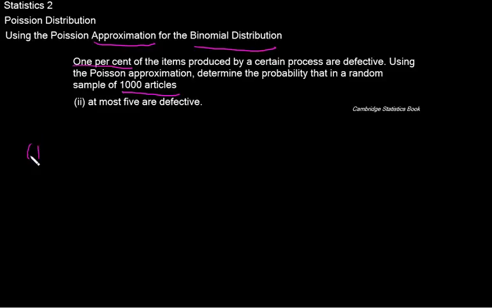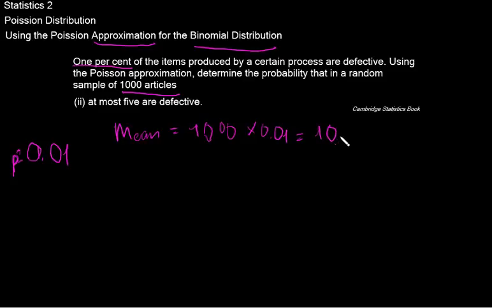So 1%, the p is equal to 0.01. So this is the binomial distribution, where p is 0.01. So the mean is equal to 1000 times 0.01, which gets you 10. Right, so the mean is 10.